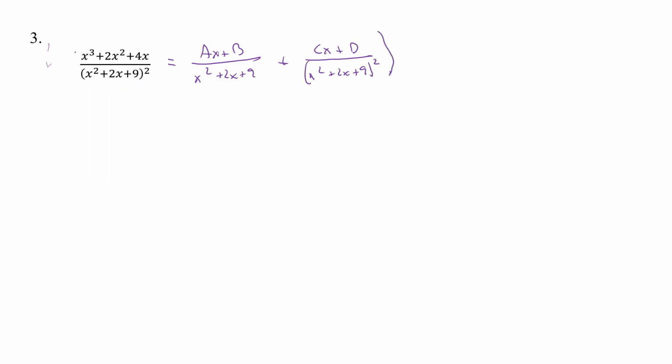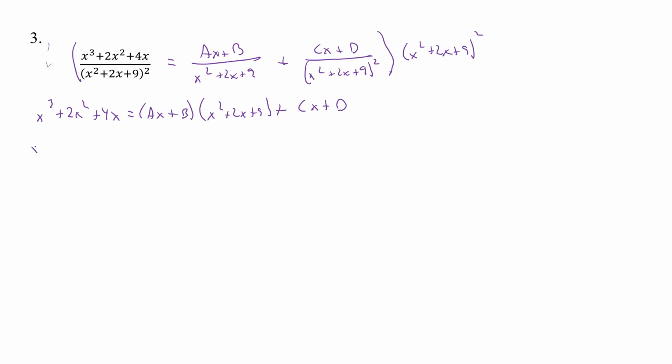And now we multiply by our LCD, which was the x squared plus 2x plus 9, quantity squared. So we get on the left, x cubed plus 2x squared plus 4x equals. Now we have ax plus b times, well, one of those cancels, we still have one left. Both of these cancel, so it's just cx plus d. Now we have to distribute here again and remember to write everything down properly.